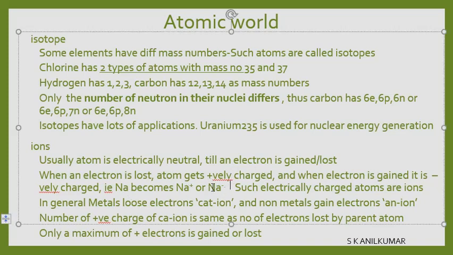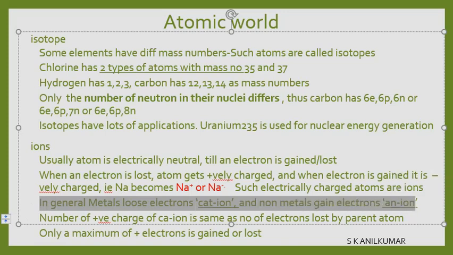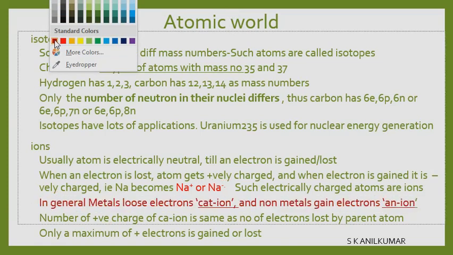Sodium becomes Na plus or Na minus when electrons are lost or gained. Such atoms are called ions. In general, metals lose electrons. When they lose an electron, it is called a cation. And when you gain an electron, it is called an anion. Metals normally lose, non-metals normally gain, right? So when you lose an electron, it is a cation. When you gain an electron, it is an anion.